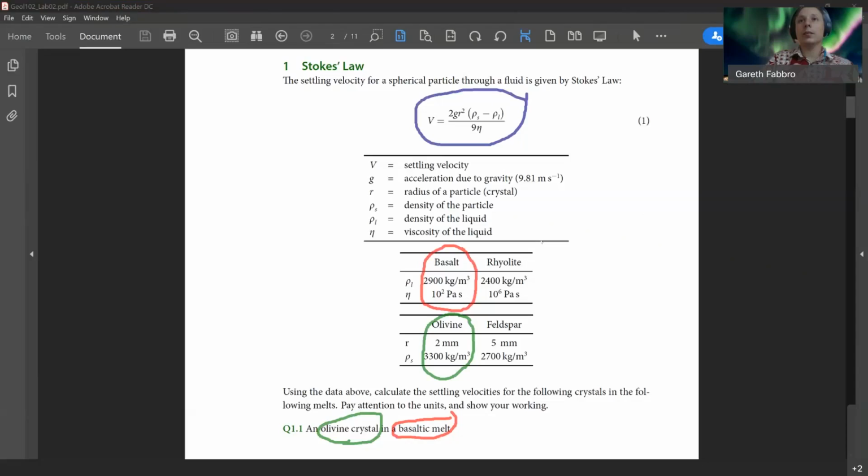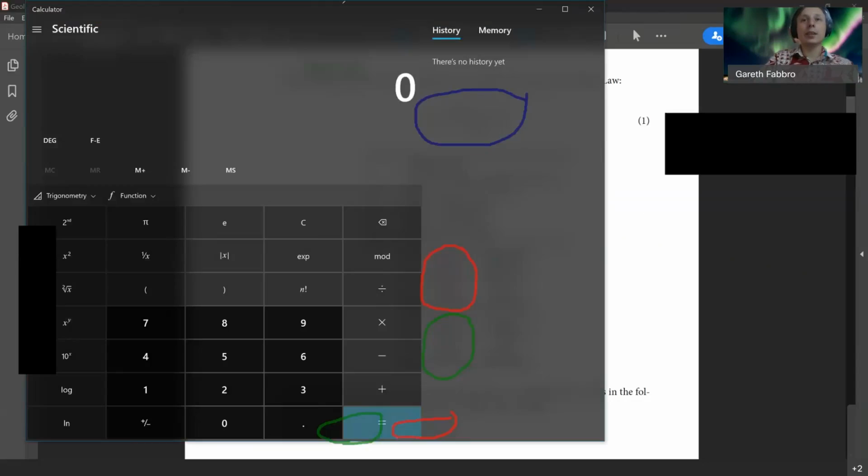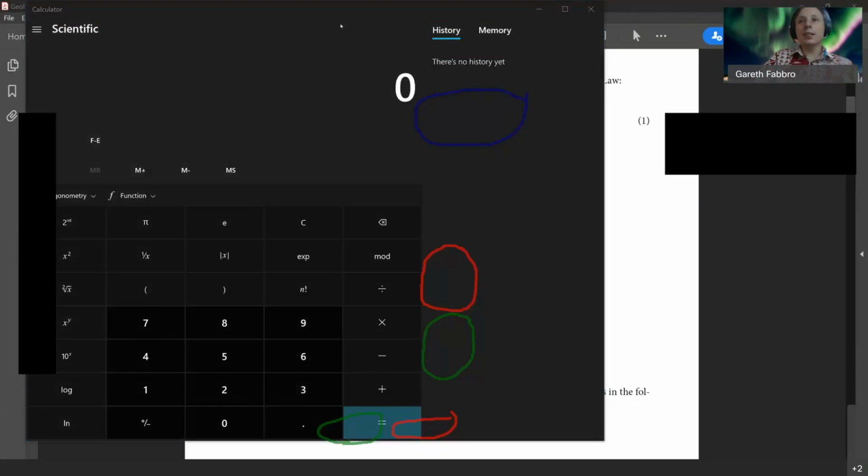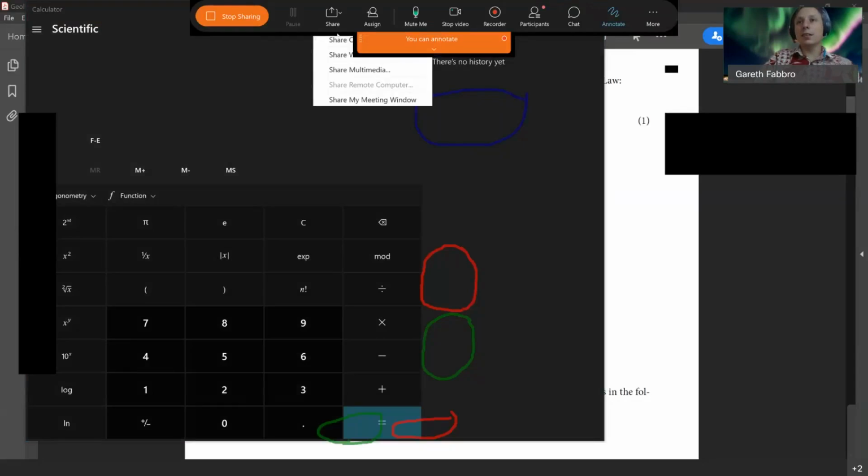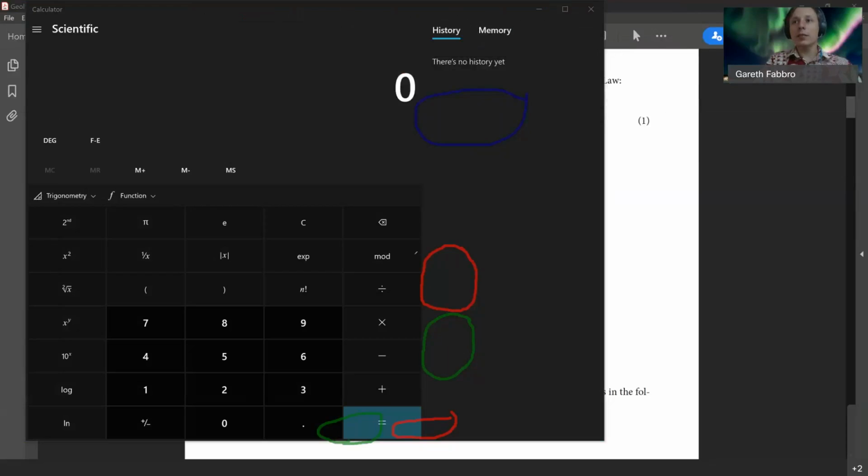Calculator. Doing that now. Apologies for the delay, WebEx is rather slow. So hopefully you can see the calculator.